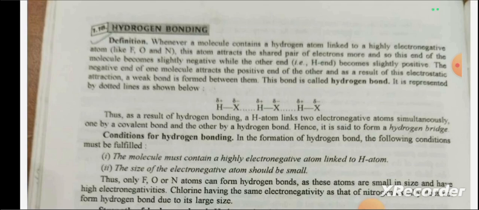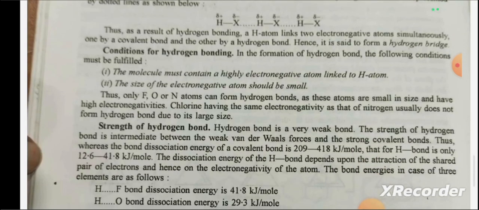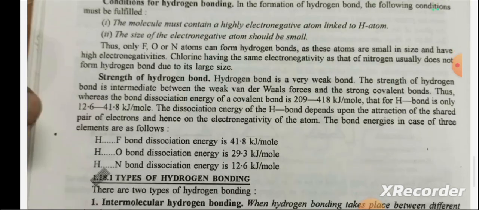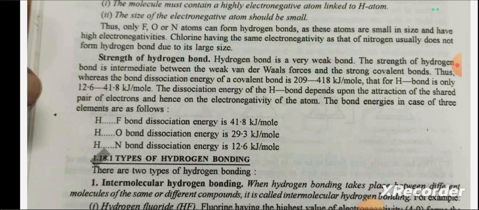Conditions of hydrogen bonding. For the formation of hydrogen bonds, the following conditions are required. The molecule must contain a highly electronegative atom linked to an H atom, and second, the size of the electronegative atom should be small. Strength of hydrogen bond. Hydrogen bond is a very weak bond. The strength of a hydrogen bond is intermediate between the weak van der Waals forces and the strong covalent bond. Types of hydrogen bonding.